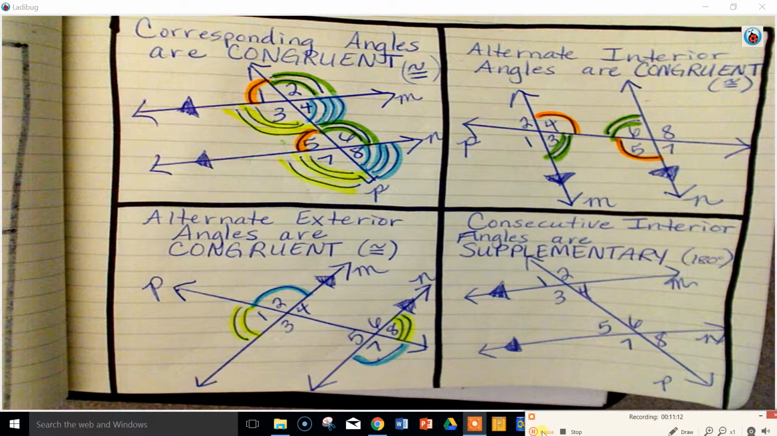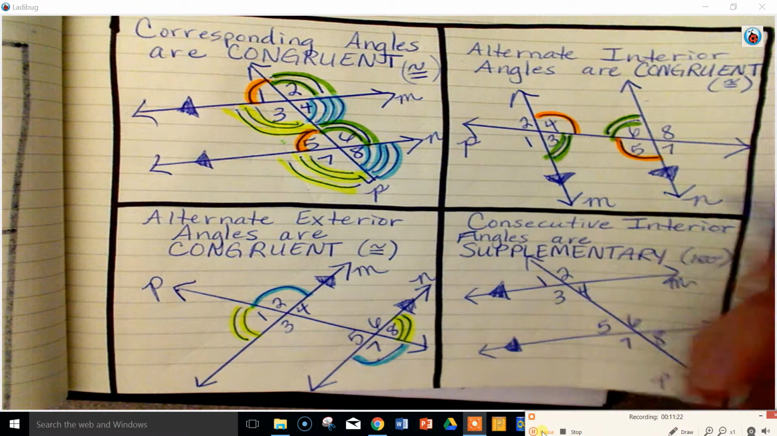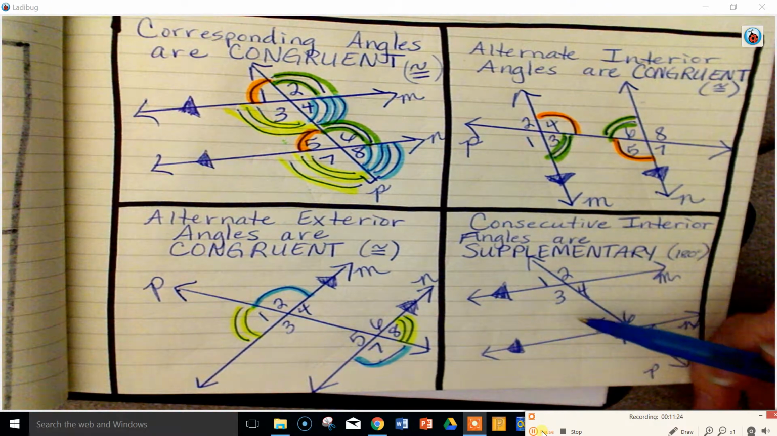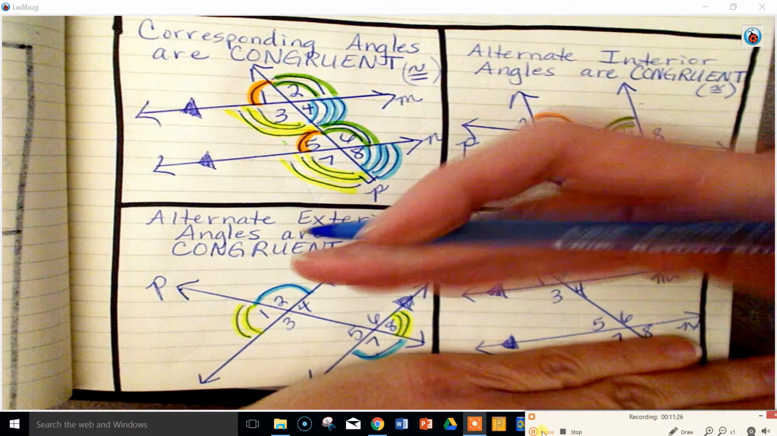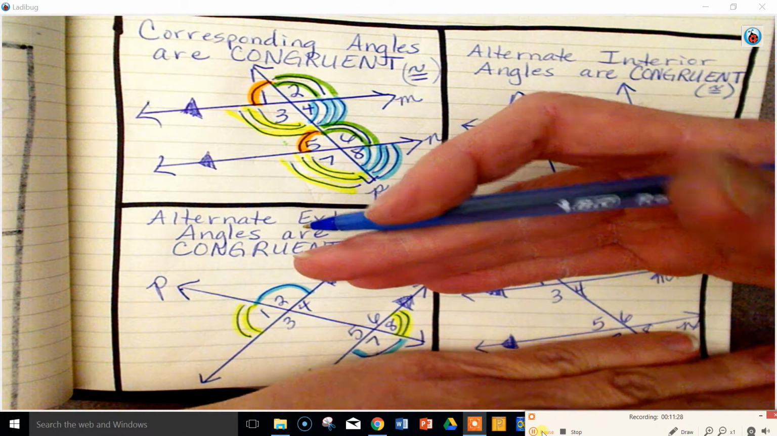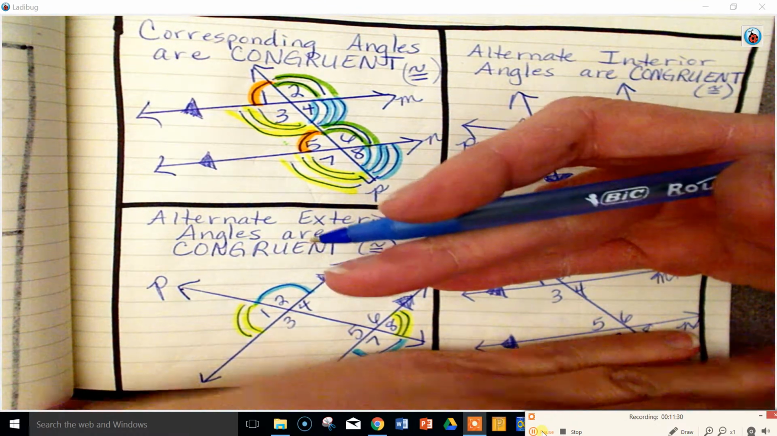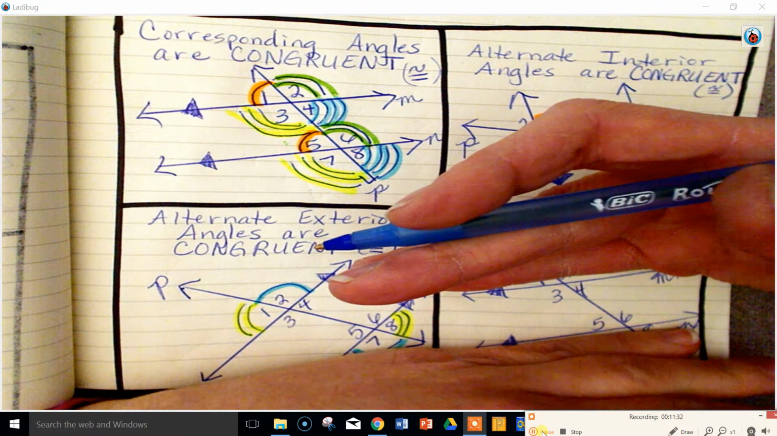All of these so far have been congruent, but consecutive interior angles are not. They're the ones that are different. They're supplementary, meaning their measures add to 180. They're not the same. So I look here and I say my consecutive interior angles, they are interior to my two lines. So I'm only looking at 3, 4, 5, and 6. And consecutive means one right after the other.